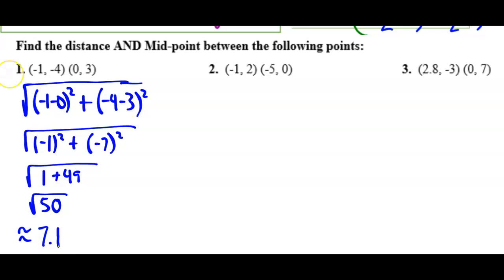Then I would like you to find the midpoint of that. So, negative 1 plus 0 is still only negative 1 over 2. So that's my first point. Negative 4 plus 3 is going to be negative 1 divided by 2. So our midpoint of this is going to be negative 1/2, comma, negative 1/2. Get the idea? I will give you the answers for number 2 and 3 in part 2 of the video.